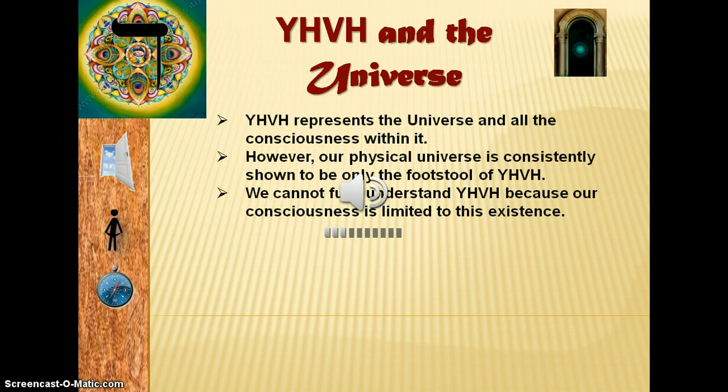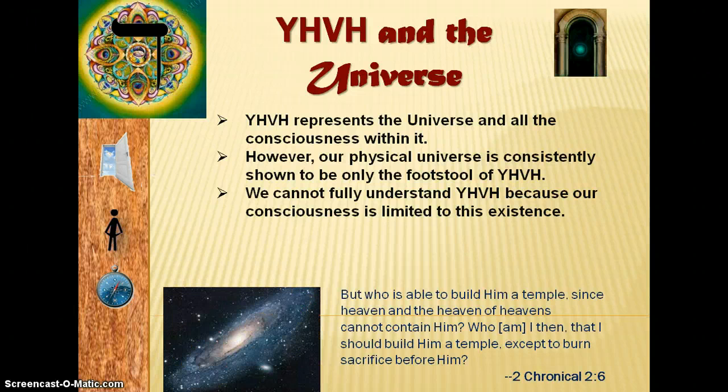Now, we also have to fully understand that we can't understand all that Yahweh is because our own idea of consciousness is very, very limited. We can only understand this universe. We can't understand all these higher levels of existence. And so it reminds me of the Bible verse that says, "But who is able to build him a temple, since heaven and the heaven of heavens cannot contain him? Who am I then, that I should build him a temple, except to burn sacrifice to him?" And the him here in the Bible is the Tetragrammaton, the Yahweh. Yahweh cannot be contained by the heaven and the heavens of the heavens. In other words, all these existences that exist beyond this physical universe don't contain all of Yahweh. Yahweh goes even beyond those.